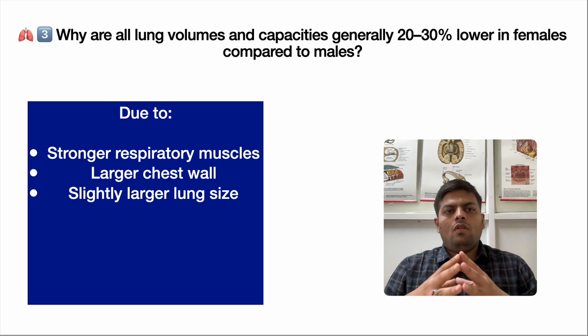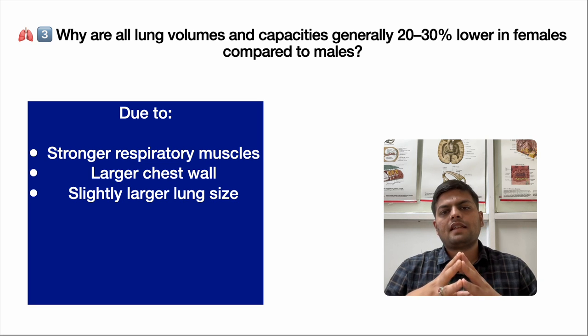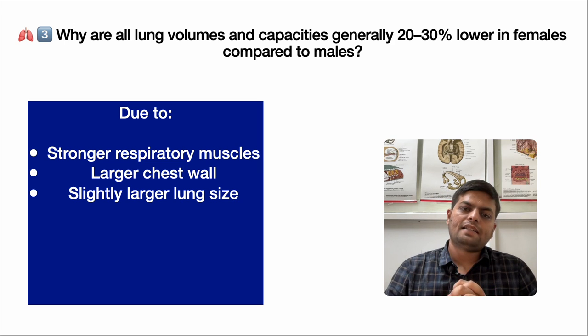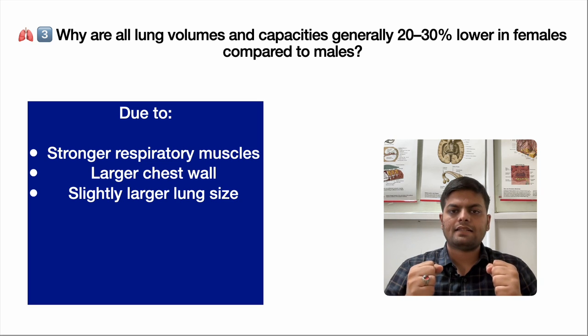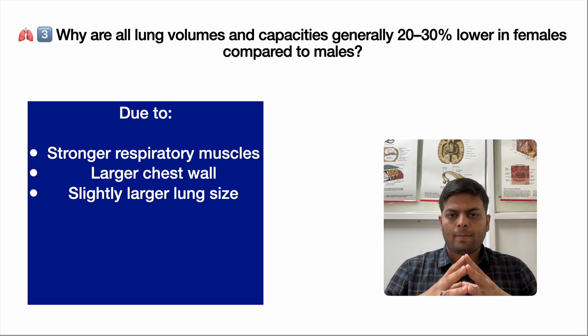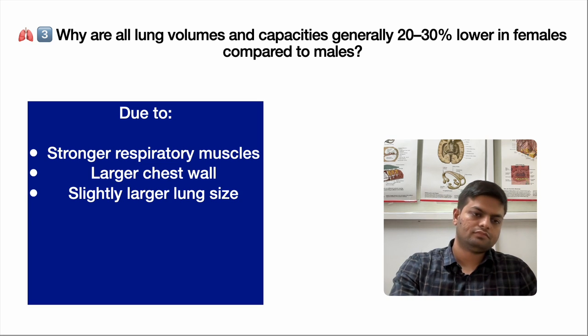So the next question, the third question, is why are all lung volumes and capacities generally 20 to 30% lower in females as compared to males? This is because evolutionarily males have been physically more active. That is the reason their respiratory muscles are stronger as compared to females. Their chest walls are also larger and of course their lung size is also larger as compared to females. All these factors contribute to increased lung volume and capacities in males.